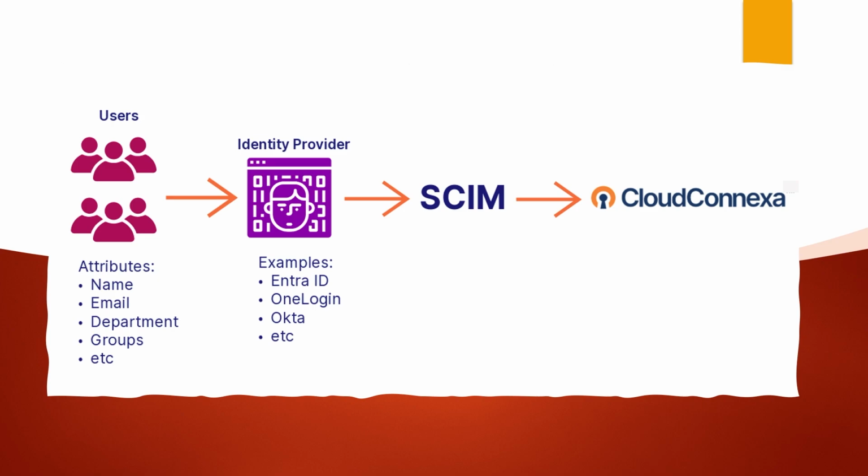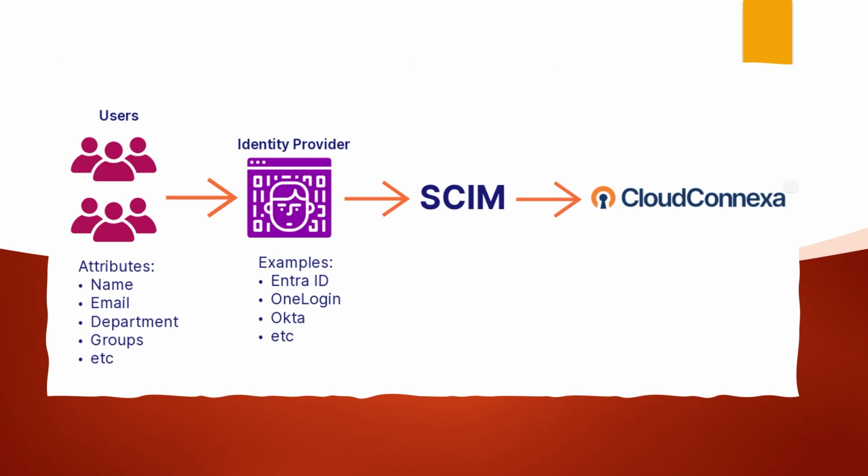An admin sets up a new user in their IDP, such as Entra ID or OneLogin. This information, such as username, name, email, and groups, is automatically sent to CloudConnexa using SCIM. The applications then create accounts for the new employee.